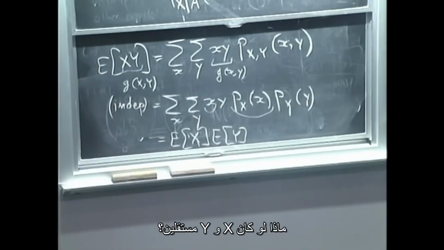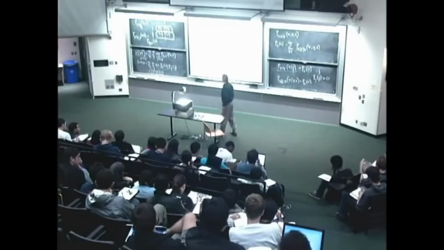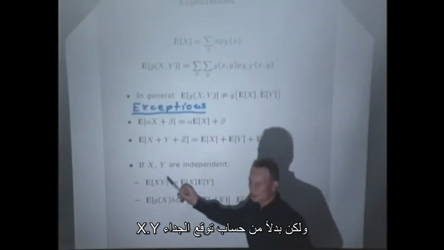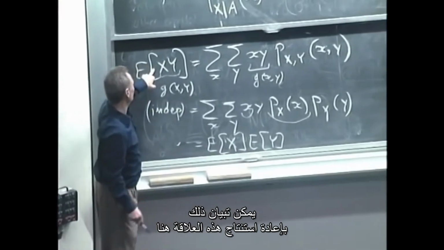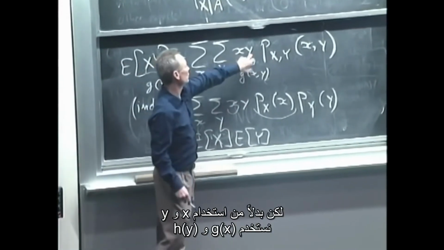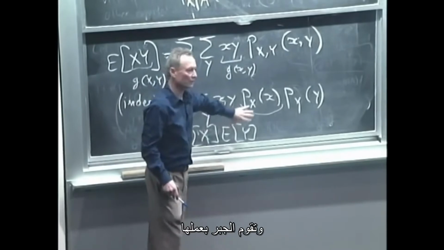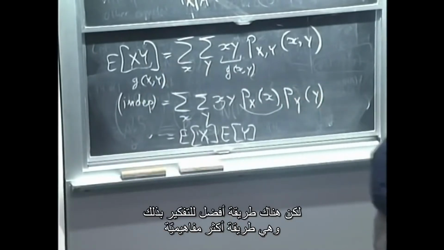Okay, now what if x and y are independent, but instead of taking the expectation of x times y, we take the expectation of the product of two functions of x and y? I claim that the expected value of the product is still going to be the product of the expected values. How do we show that? We could show it by just redoing this derivation here. Instead of x and y, we would have g of x and h of y, so the algebra goes through. But there's a better way to think about it, which is more conceptual.